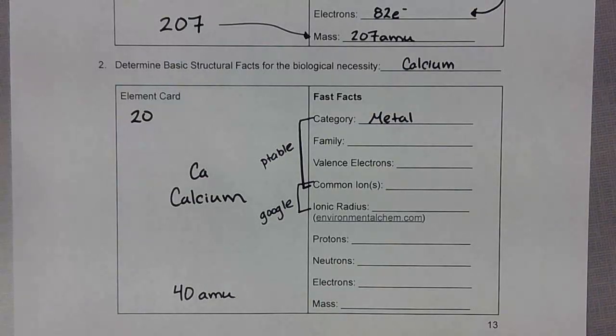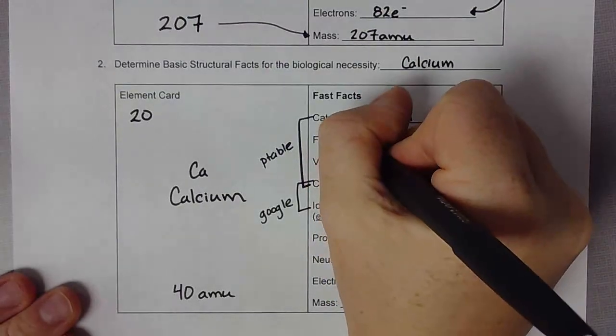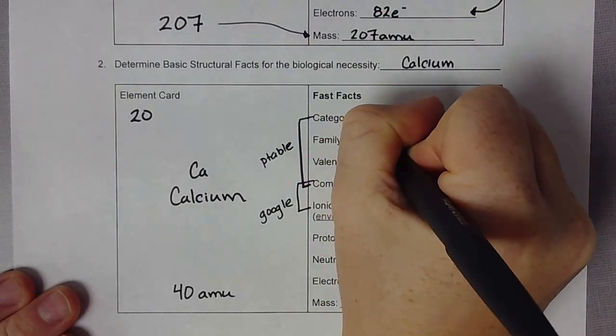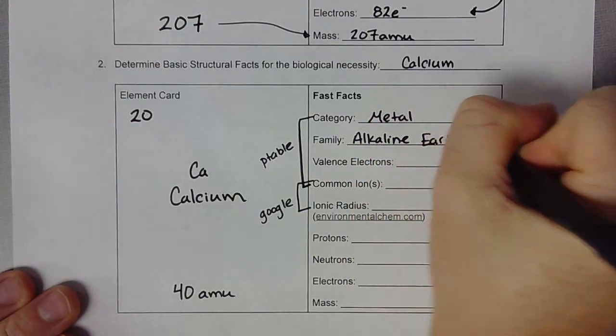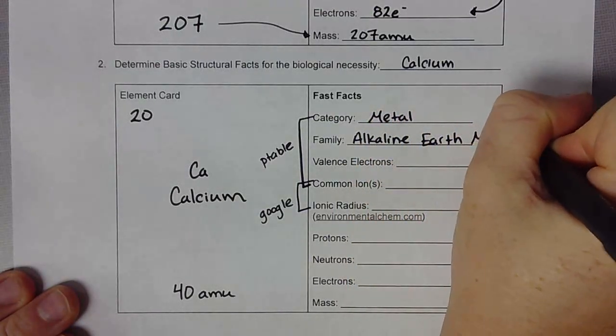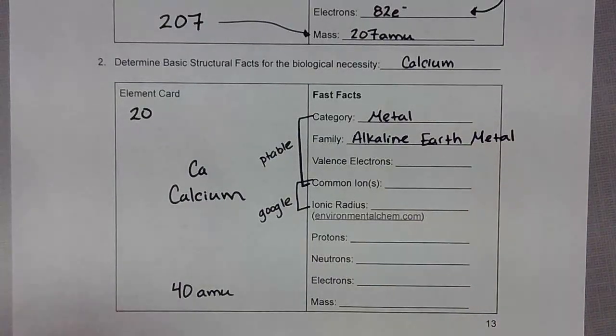On your color coding, you guys have already identified calcium as a part of column 2, which we have named the alkaline earth metal family. Again, we're just looking at the color coding that you have already done.